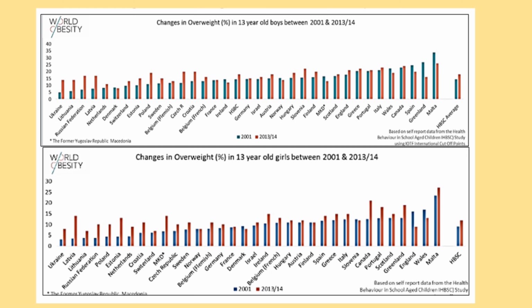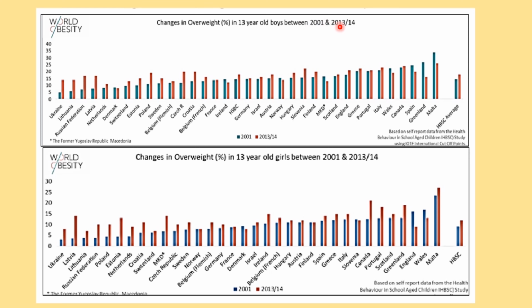So this top graph is about boys. The bottom graph is exactly the same but about girls. Each country is along the bottom, and you have the same countries on each graph. Up the side, it tells you the overweight percentage. So how many people, the percent of the people at age 13, either boys or girls in that country, that are overweight.